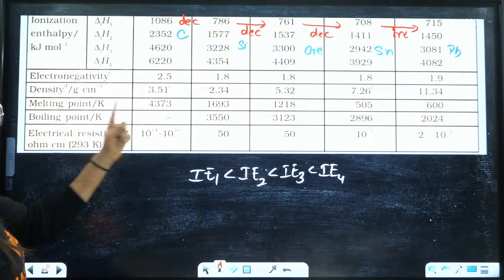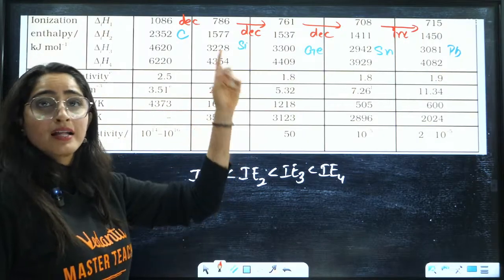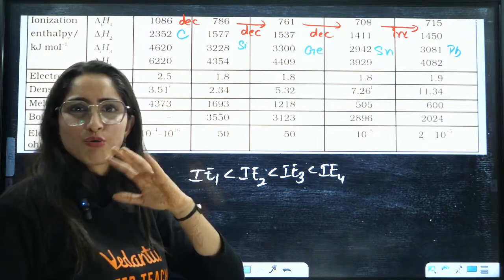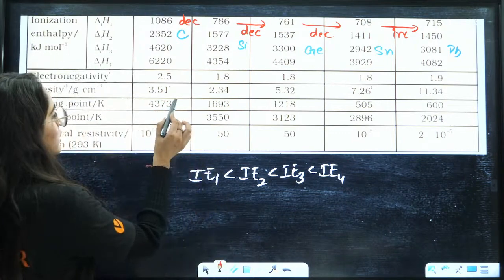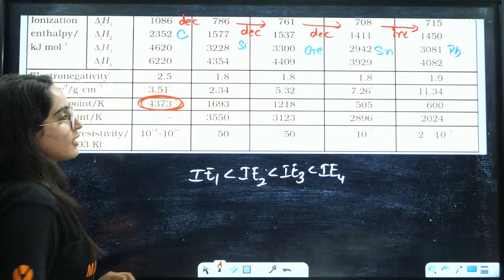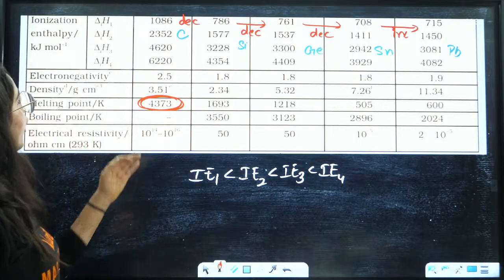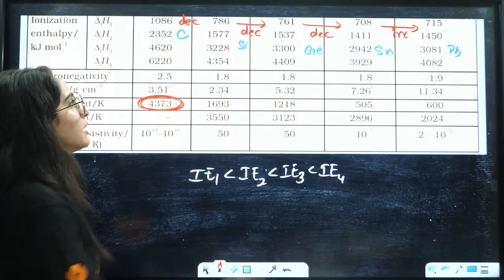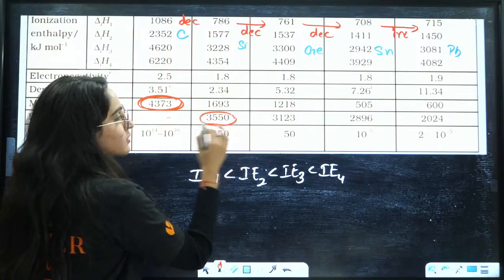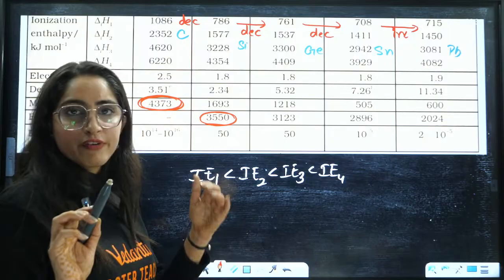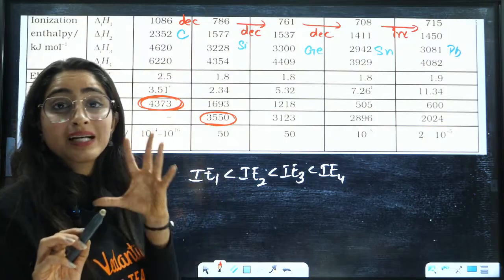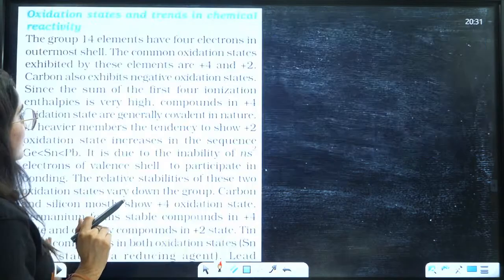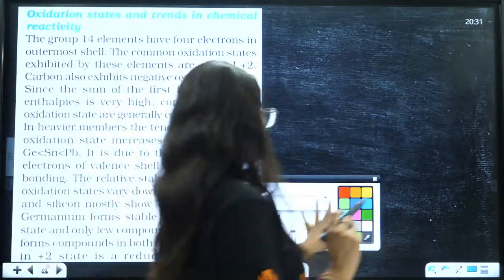As you can see here, the melting points. There the first melting point was around, I think, 1000 or 2000. Here it is 4373, right? For boiling point, carbon is not there, right? We can't boil it. So silicon it is 3550. So definitely they are higher than the group number 13 elements, right? Okay guys, electrical resistivity they will not ask you.